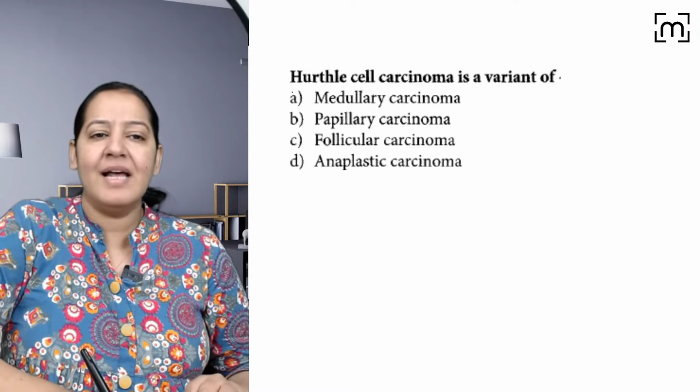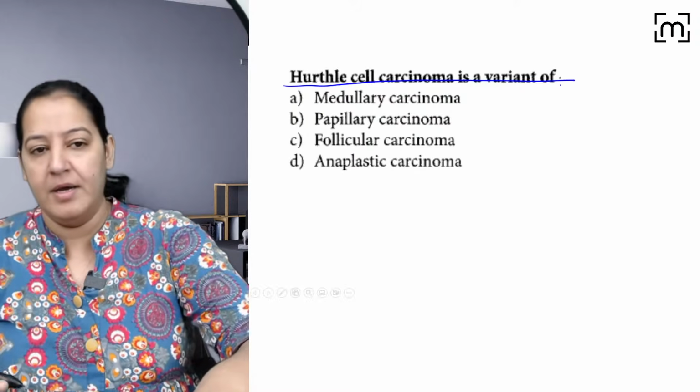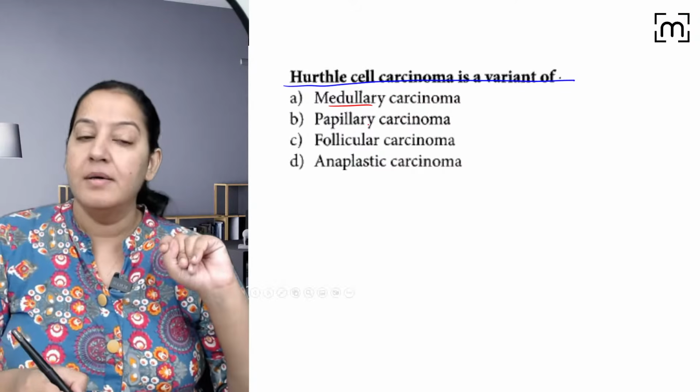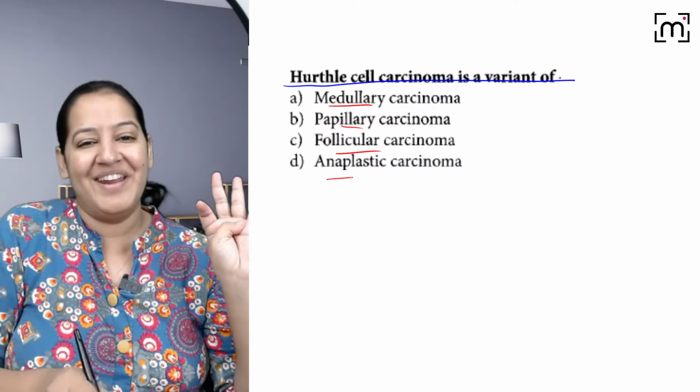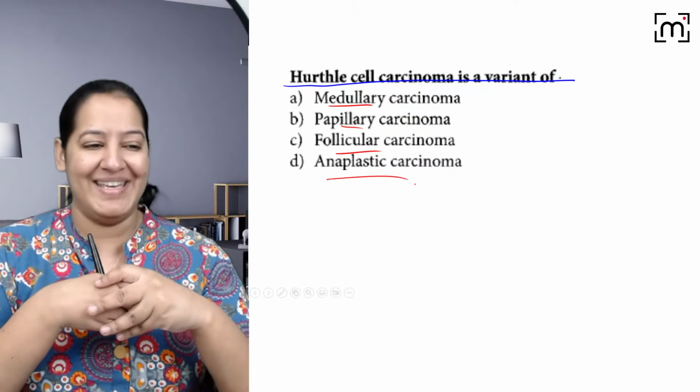Can you tell me, Hurthle cell carcinoma is a variant of which carcinoma? Is it a variant of medullary carcinoma? Is it a variant of papillary carcinoma? Is it a variant of the follicular one? Or is it a variant of the anaplastic one? What will you say?